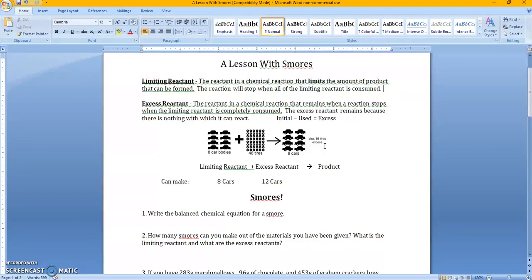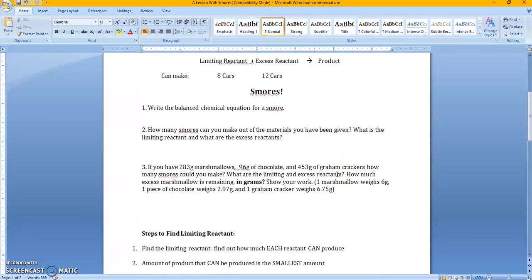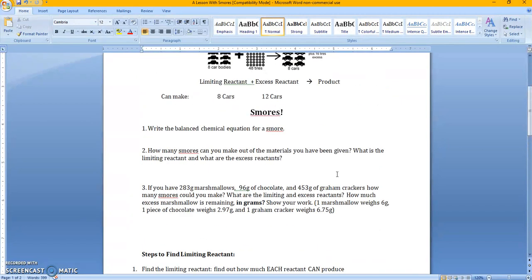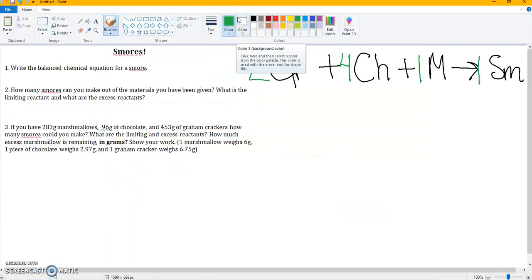Okay? So let's talk about this in something a little more tasty. S'mores. S'mores are known by everyone and they are delicious. So we are going to use those in order to talk about limiting reactants. Okay, so the first thing I'm going to do is write a balanced chemical equation for a s'more. So I like 2 graham crackers. GR is my graham cracker, plus 4 pieces of chocolate, plus 1 marshmallow creates 1 s'more.